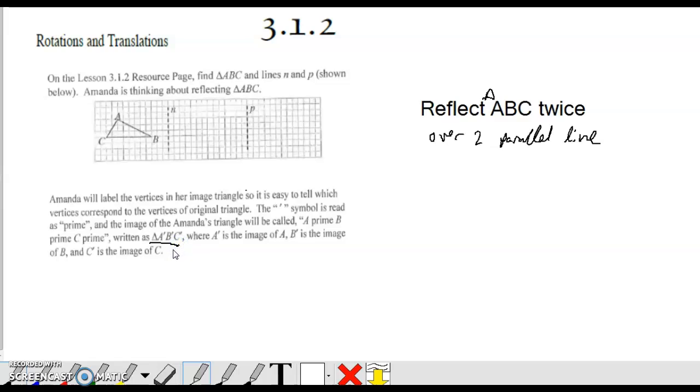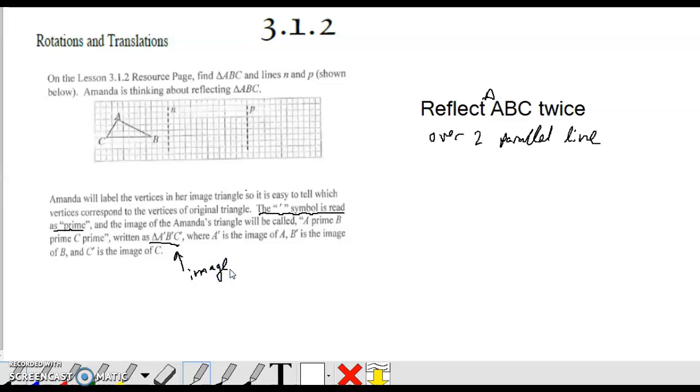I want you to make sure that you copy down this sentence right here, so how it's read: A prime, B prime, C prime, and then triangle A prime, B prime, C prime, where A prime is the image of A, B prime is the image of B, C prime is the image of C. This just means that this is the image of the original one.